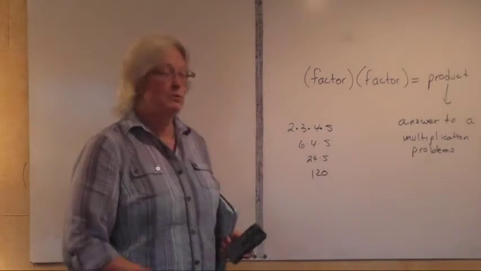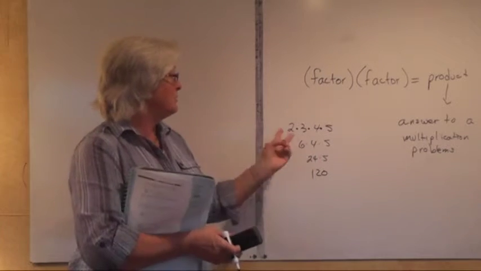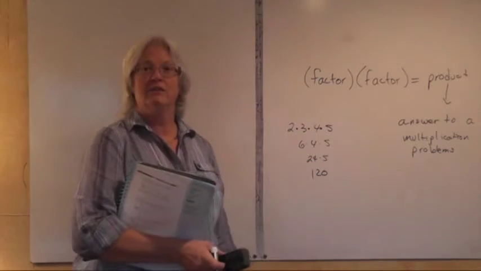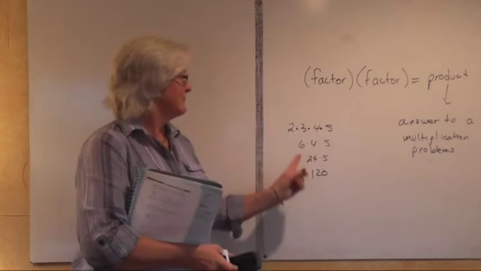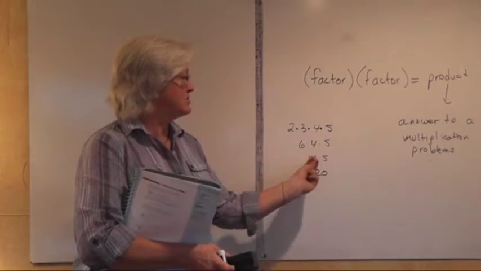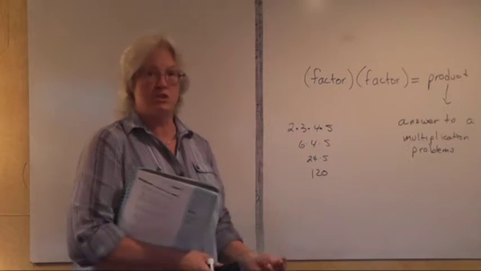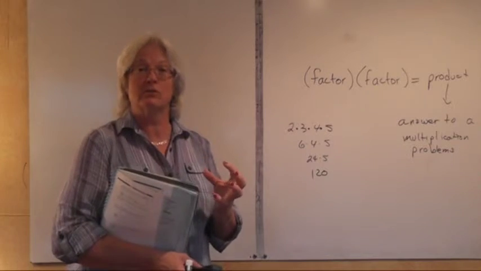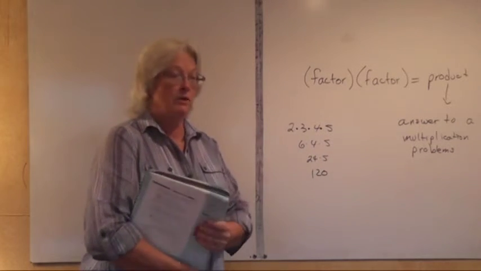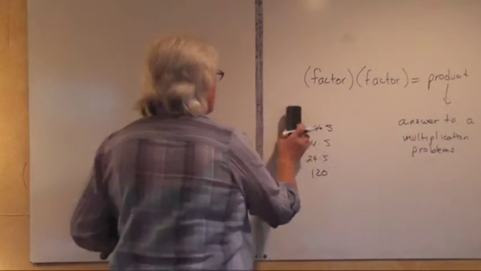2 times 3 times 4 times 5. Well, first we multiply just 2 digits together to get the 6. Then multiply 2 digits together, 2 more digits together. So when you have factors, you can only multiply 2 numbers together at one time.